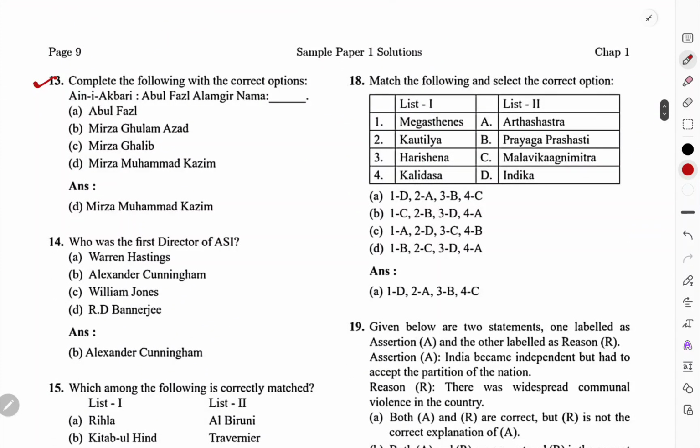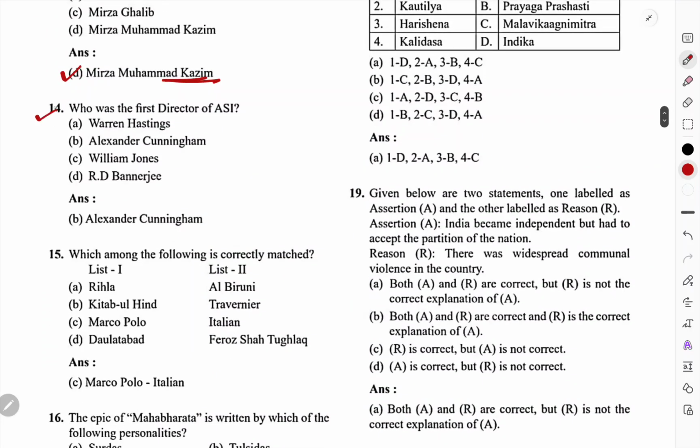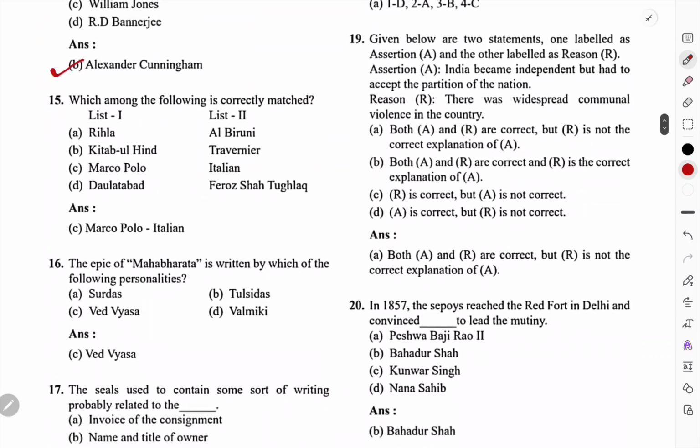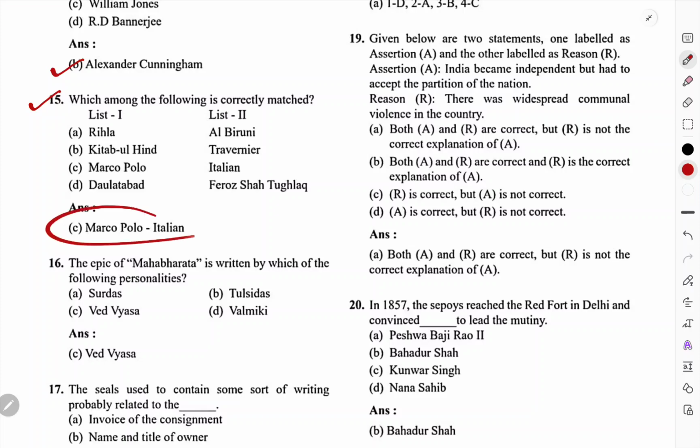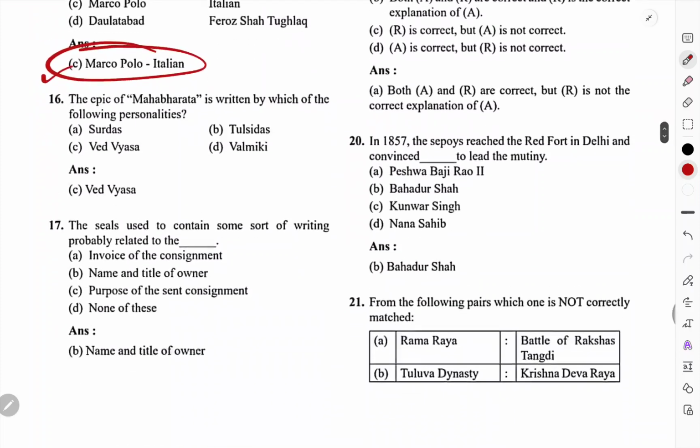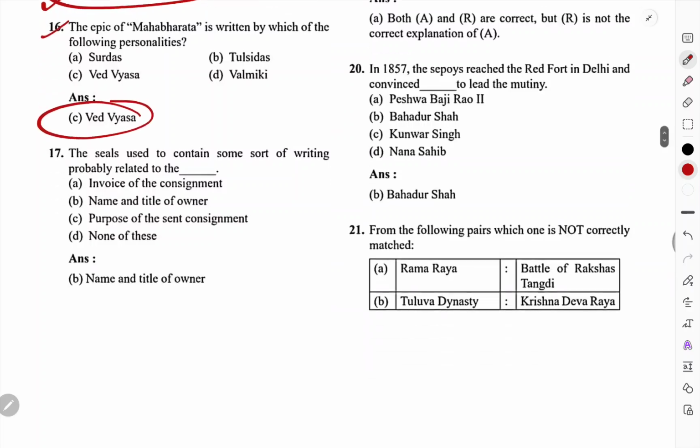Question number 13. Complete the following with the correct options. Ain-i-Akbari, Abul Fazl; Alamgirnama, Mirza Muhammad Kazim. Question number 14. First Director of ASI: Alexander Cunningham. Which among the following is correctly matched? Marco Polo, Italian. Number 16. The epic Mahabharata is written by which of the following personalities? Ved Vyas. The Mahabharata was written by Ved Vyas.